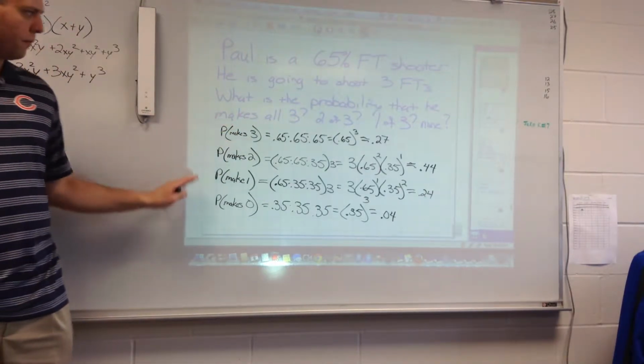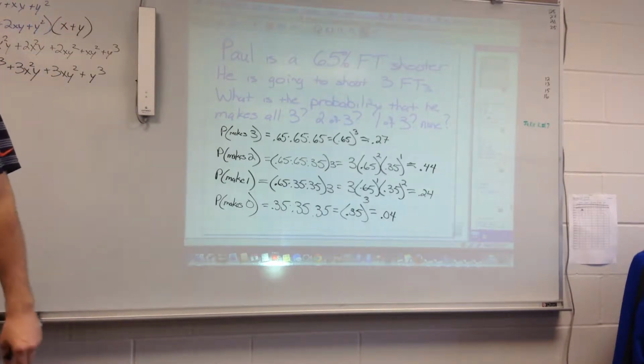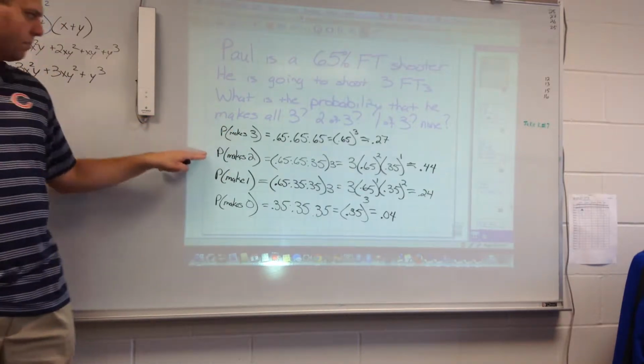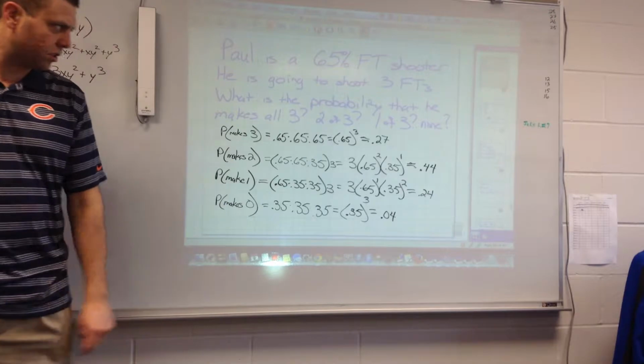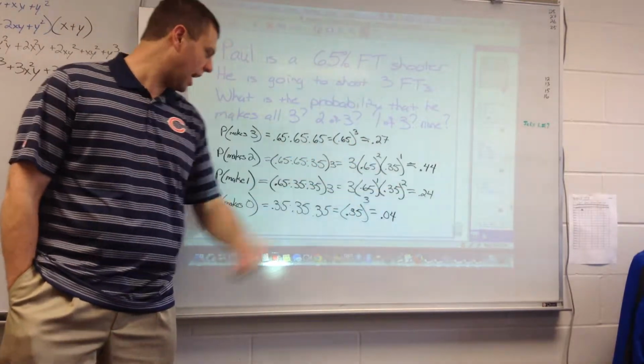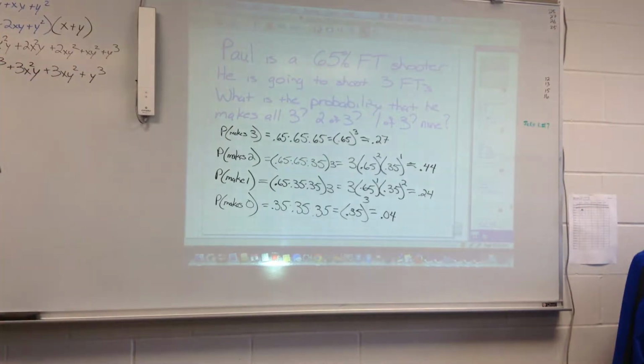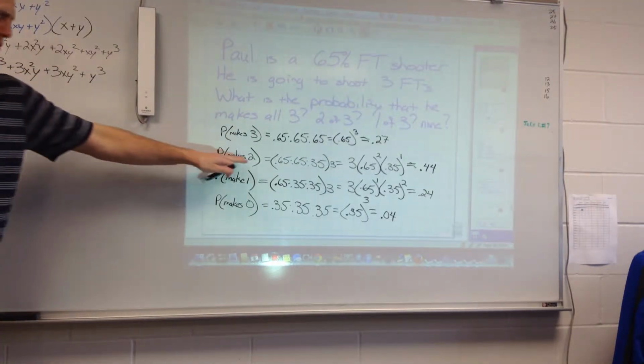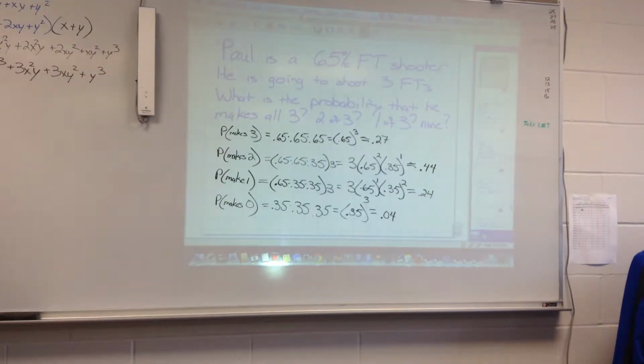So here are all the different probabilities. Probability of him making all 3, making 2, making 1, making 0. All right. The probability he makes 3 is just a little bit higher than the probability of him making 1. But obviously the probability that he makes 2 is the most likely outcome. But again, all 4 of them could happen.